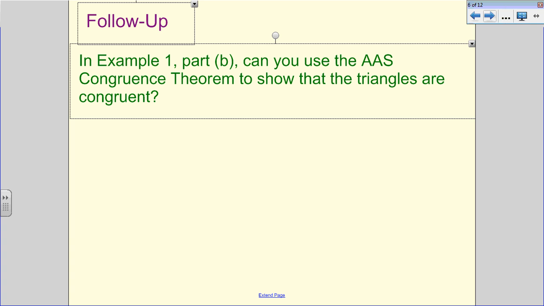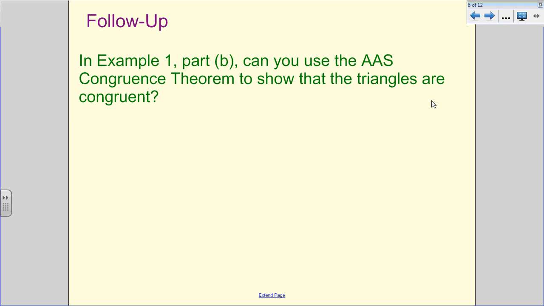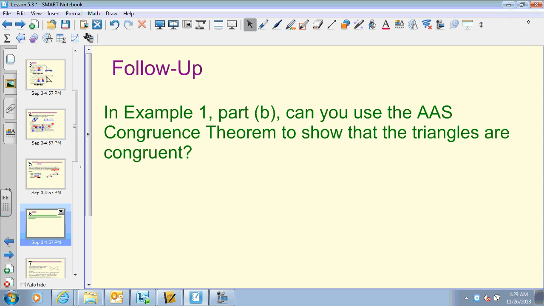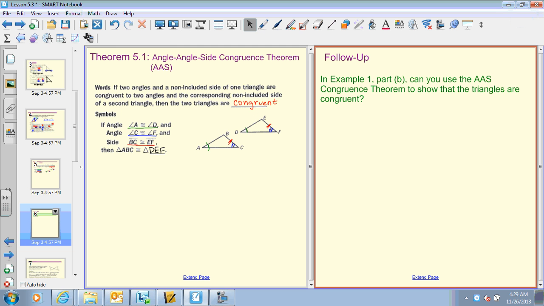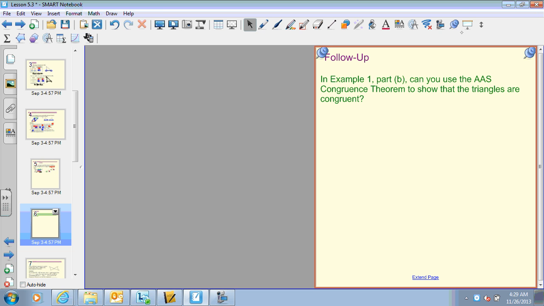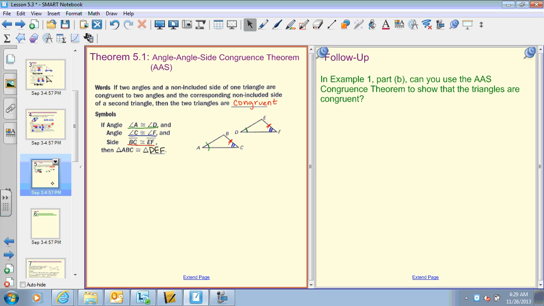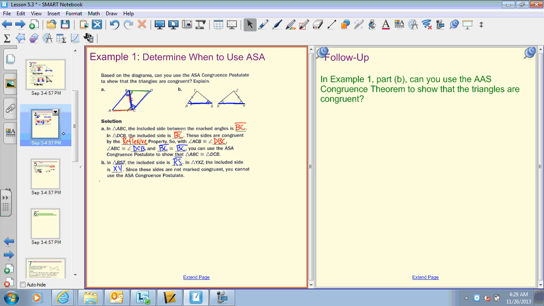All right, we've got this follow-up here. It says in example 1, part B, can we use the angle angle side congruence theorem to show that the triangles are congruent? So let's see what magic I can work here with my board. I want to pin this paper here, and then let's try and go back to here. All right. So here we go. We're looking at example 1, part B. So we're looking at this example here. It's a little bit small, but I think you guys can just look at the top of your page there.